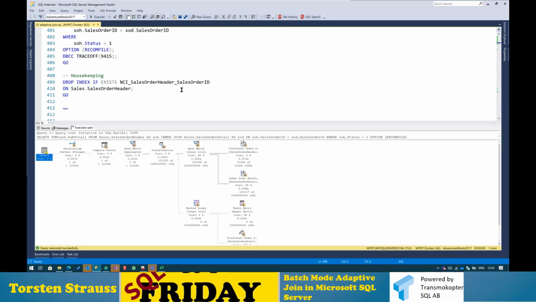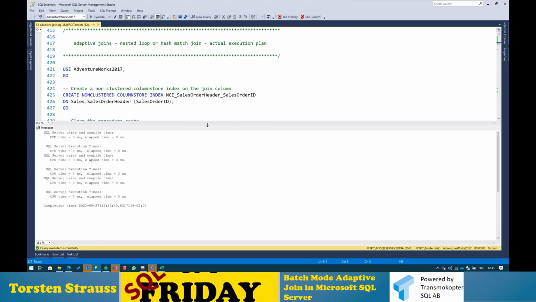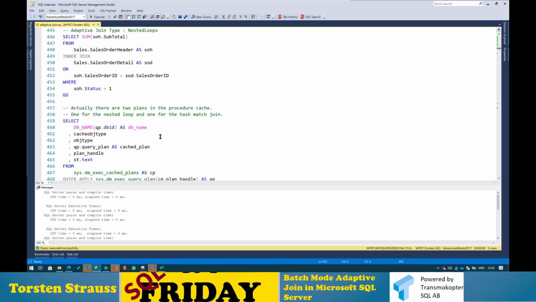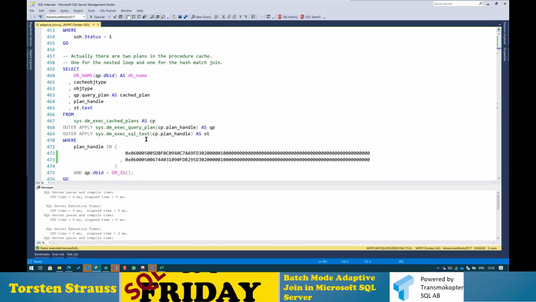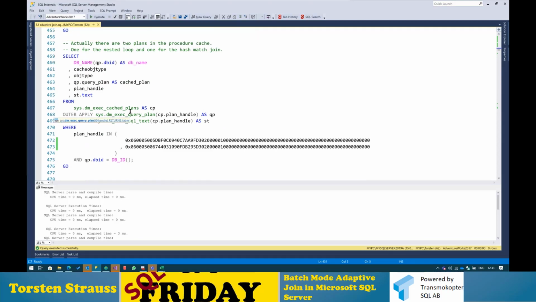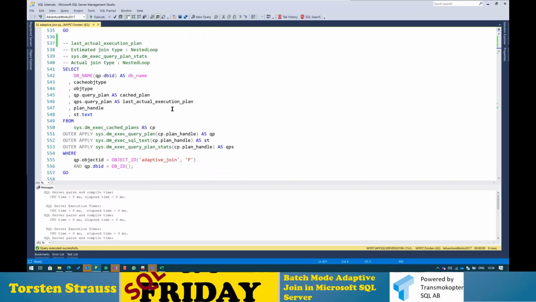And okay, I can skip this. It makes it a little bit more complicated. It's perfectly fine. There is also an additional DMV which was, I think, added in 2019, which is called, one second, where is it? Yeah, this is called dm_exec_query_plan_stats. It's a new DMV which gives you even more information than the dm_exec_sql_text and query plan. So we will see this.